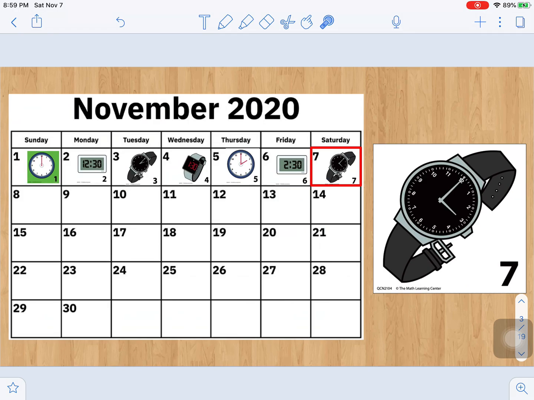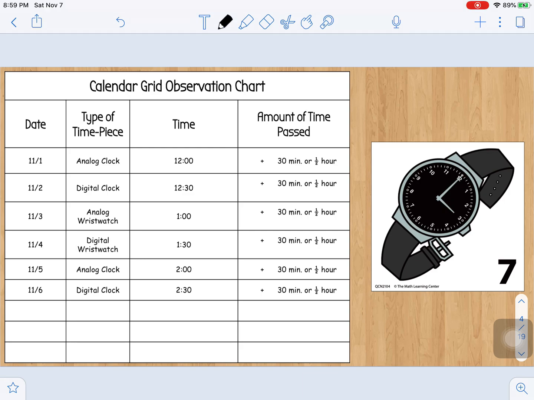So let's start by taking a look at our calendar grid and catching up on our markers for Saturday and Sunday before we move on to Monday, which is today. If we take a look at Saturday, we can see that that marker holds an analog wristwatch, and we know that it's an analog clock because we have two hands, the short hand that points to the hour and the long hand that points to the minutes. So let's go ahead and add that to our calendar grid observation chart.